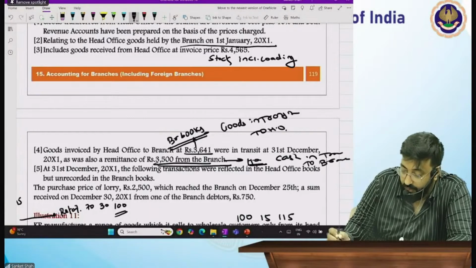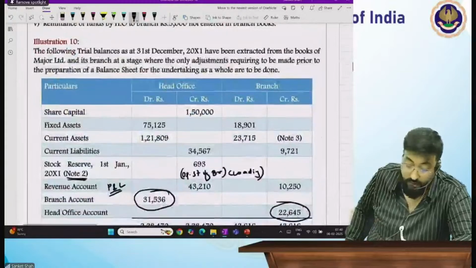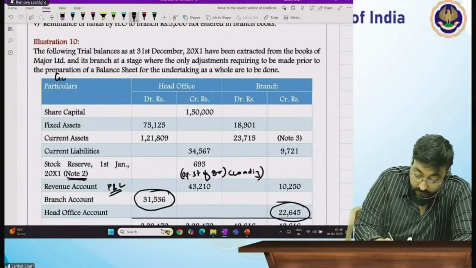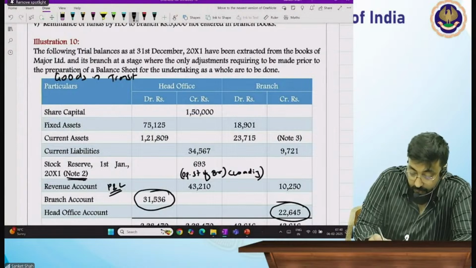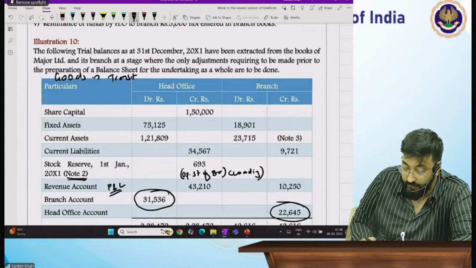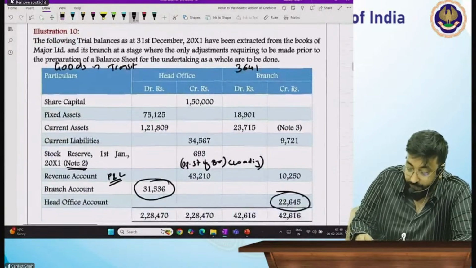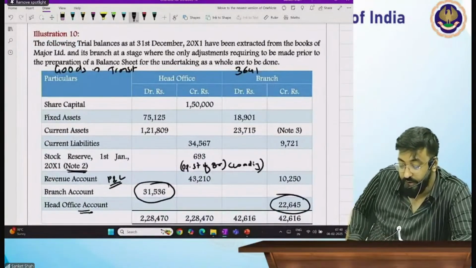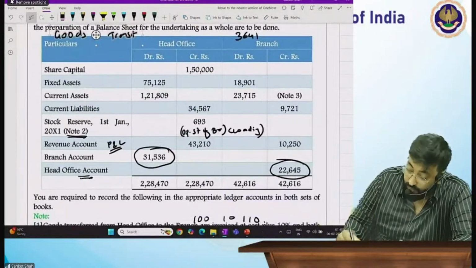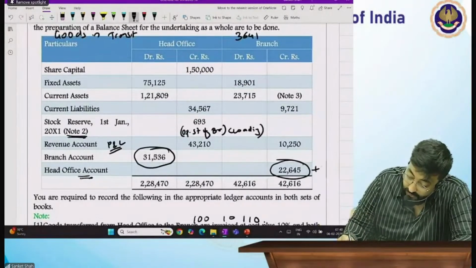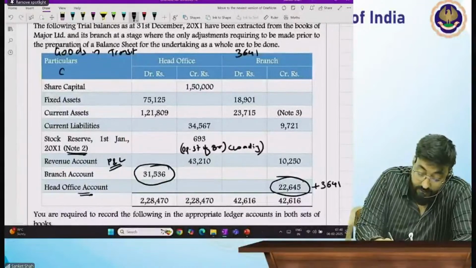Very good. So first pass entry: goods in transit to HO. Update the trial balance. Goods in transit, how much? 3,641. Then cash in HO transit is showing already a credit balance. Yes, sir. So 3,641, should I add it or less it? Add it. 3,641.